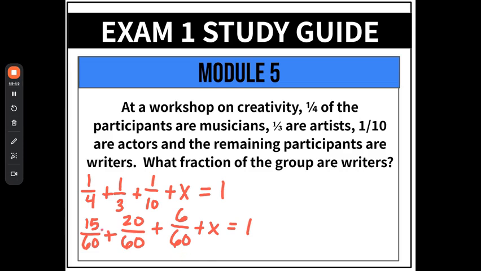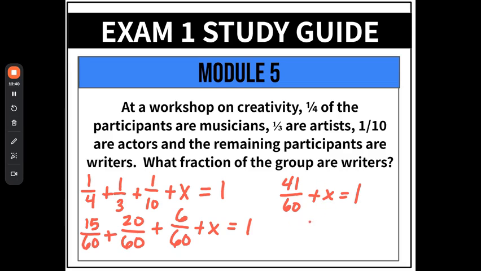Okay, awesome. So now that we've created common denominators, all we need to do is add the numerators. So I've got 15 plus 20 gives me 35. 35 plus 6 gives me 41. So I'm going to move over here. So I've got 41 over 60 plus x gives me 1.